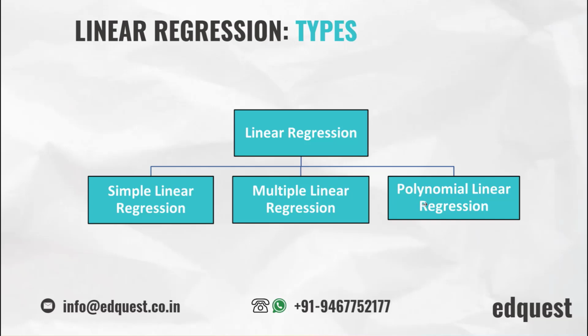Third is polynomial linear regression. Unlike a straight line, this one fits a curved line through the data. It captures complex nonlinear patterns more effectively. So that's a quick tour of the 3 most common types of linear regression.